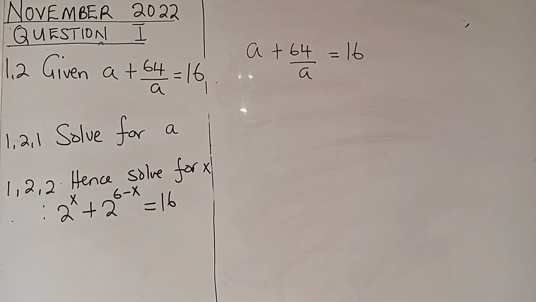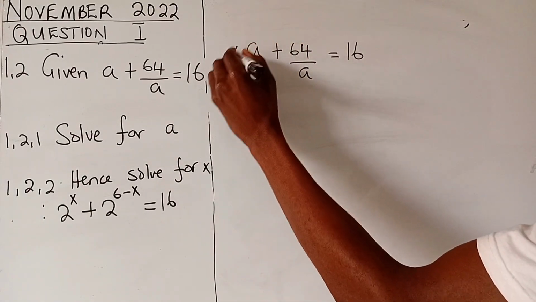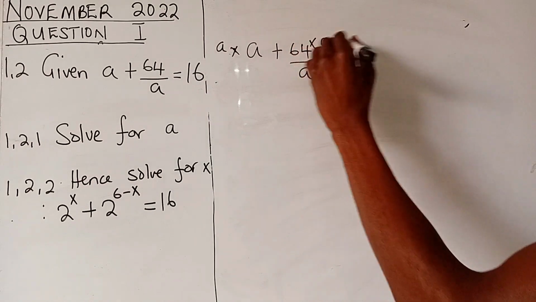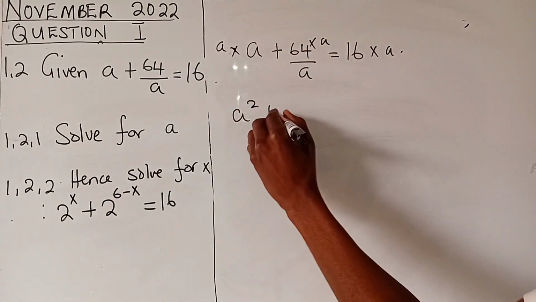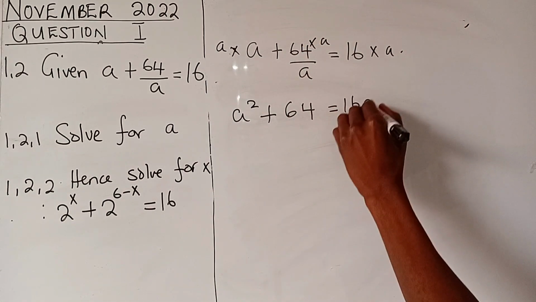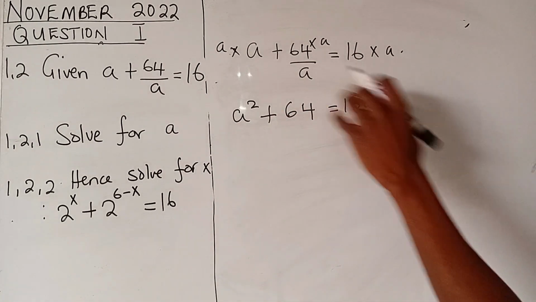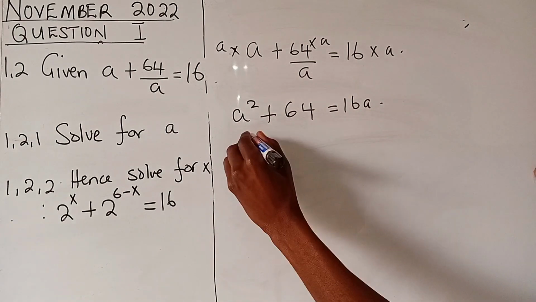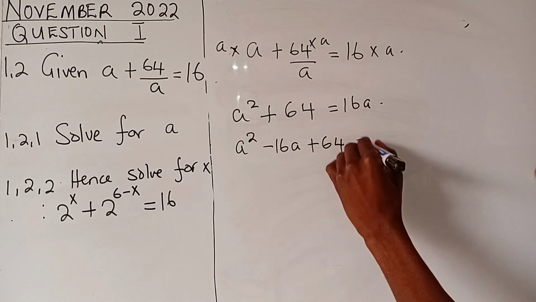What you just do here is look at the common denominator, then multiply each and every term by the common denominator. Our common denominator here is a, so we multiply everything by a. We get a squared plus 64 is equal to 16a, since the a's cancel. Then we transpose this to that side, and we have a squared minus 16a plus 64 is equal to 0.